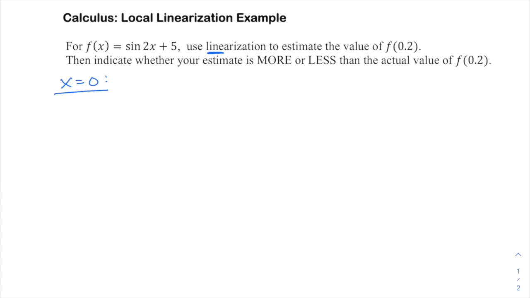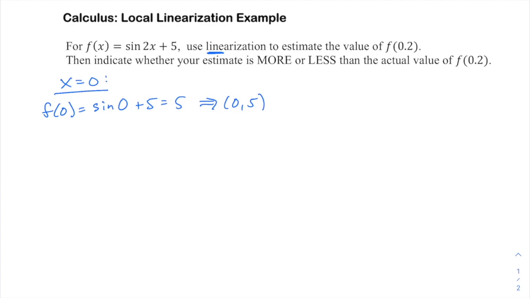So at x equals 0. If I want to write a tangent line at 0, that's pretty classic basic stuff, right? We need the point. So I'm going to plug in 0, and so I get sine of 2 times 0, which is sine of 0, which is 0. Plus 5, and 0 plus 5 is 5. So, hey, my point of tangency is 0, 5.